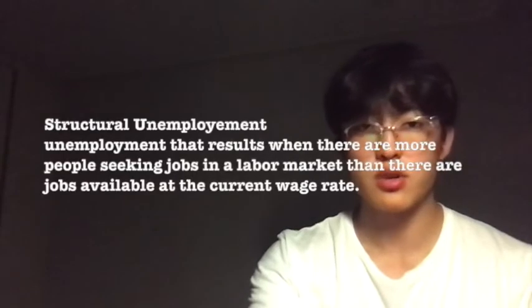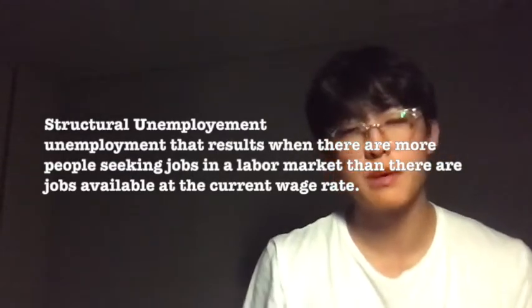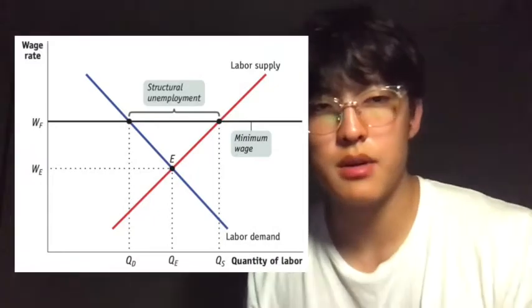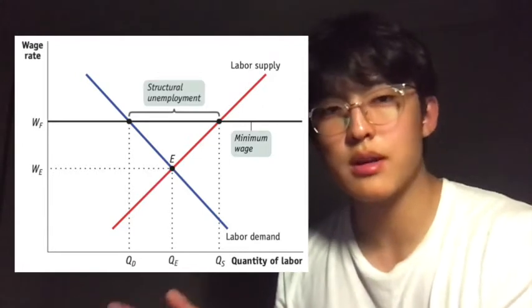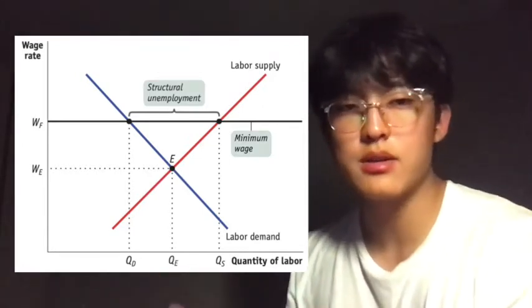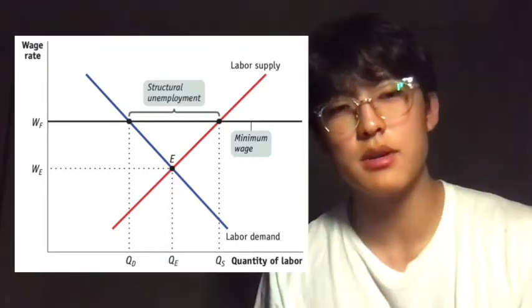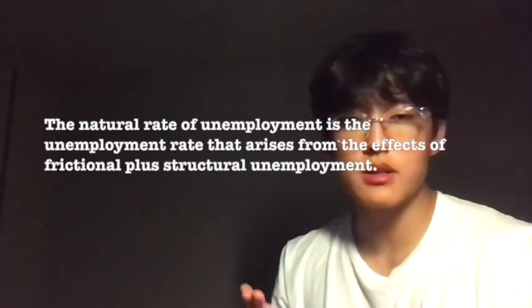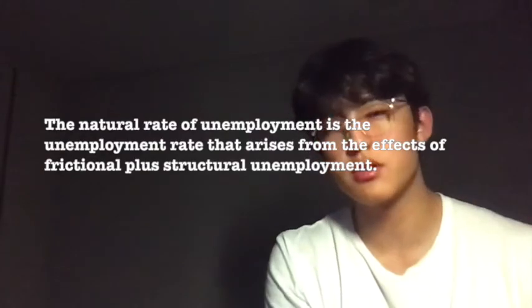Another one, structural unemployment, is unemployment that results when there are more people seeking jobs in a labor market than there are jobs available at the current wage rate. So when the government sets a minimum wage that exceeds the market equilibrium wage rate, the number of workers who would like to work at the minimum wage is greater than the number of workers demanded at that wage rate. So this surplus of labor is considered structural unemployment. The natural rate of unemployment is the unemployment rate that arises from the effects of frictional plus structural unemployment.